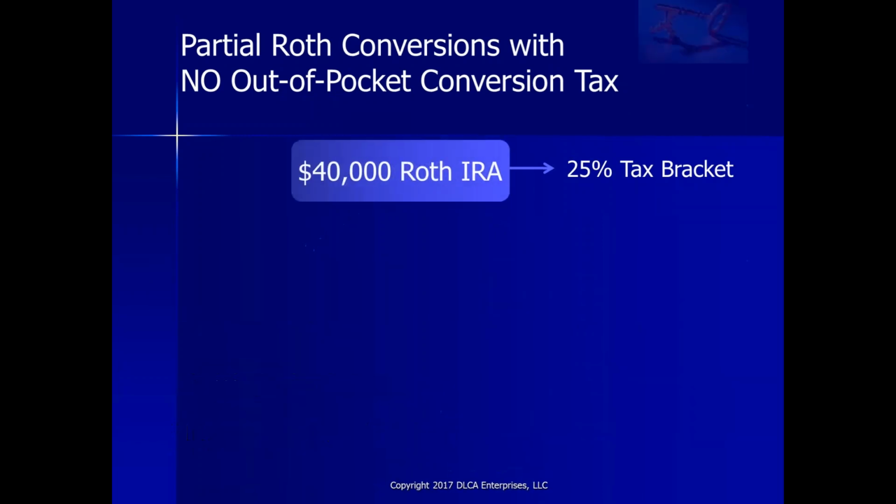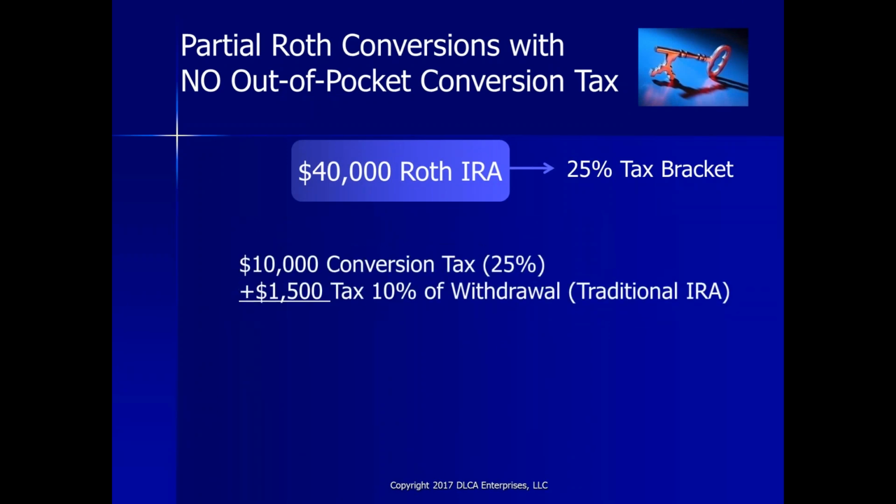Let's go to the next slide. So now we've got to deal with that Roth. We converted $40,000 of that IRA to a Roth, and they're in a 25% tax bracket. So there's going to be $10,000 of conversion tax, assuming 25% of $40,000. And also, we're going to have to take some free withdrawal from the traditional IRA using the 10%, and that's going to generate another $1,500 of taxes. You add them together, the total tax on converting that $40,000 to a Roth is $11,500.